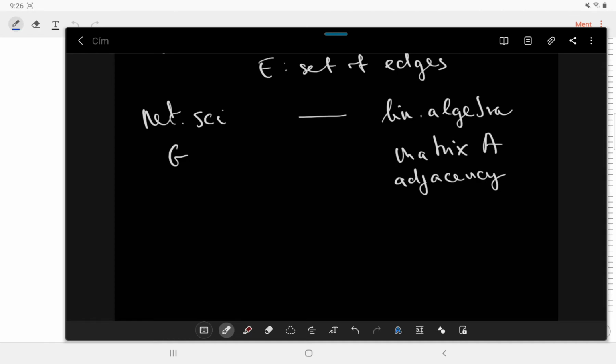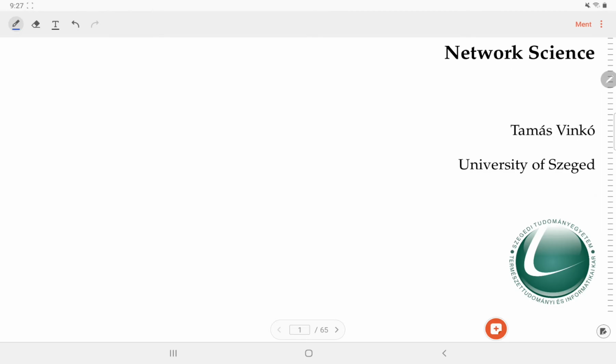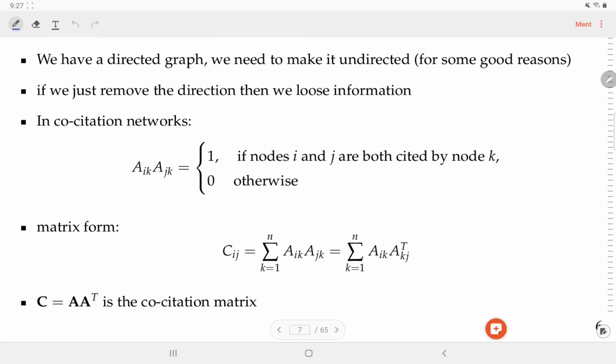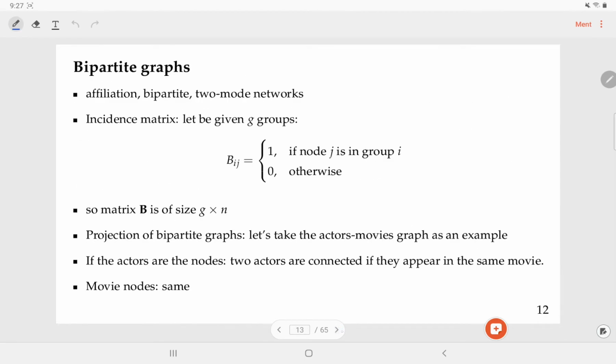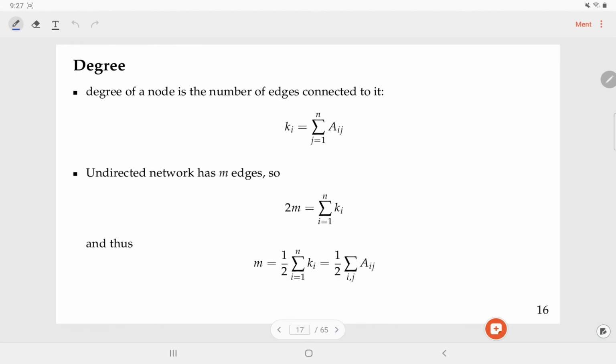Okay, so let's see what we have for today. So maybe I should make this one smaller. Okay, so we covered all these definitions already, and I think we ended up with the planar network. So let's continue with the next definition, which is the degree.